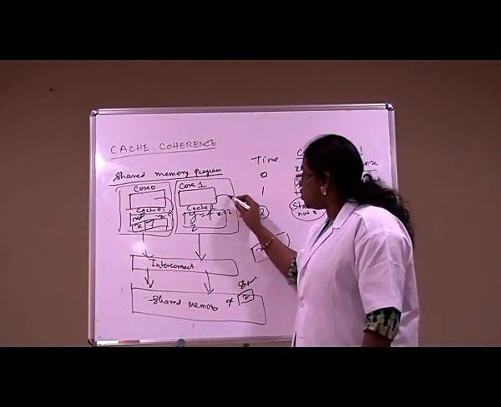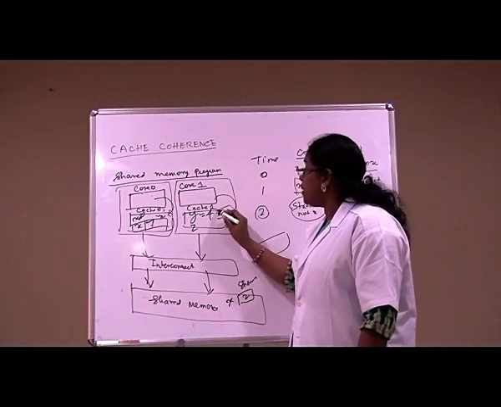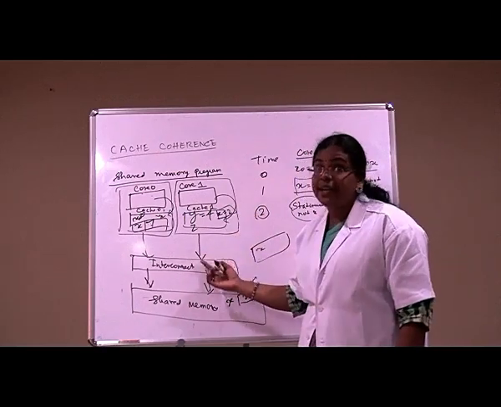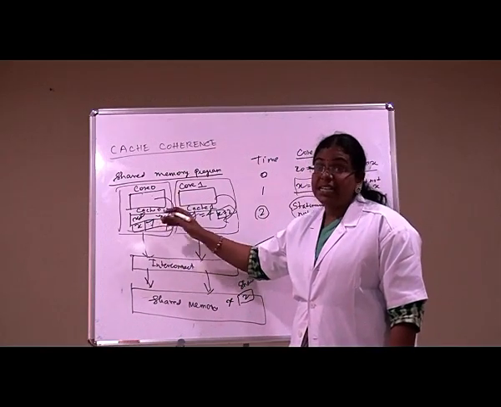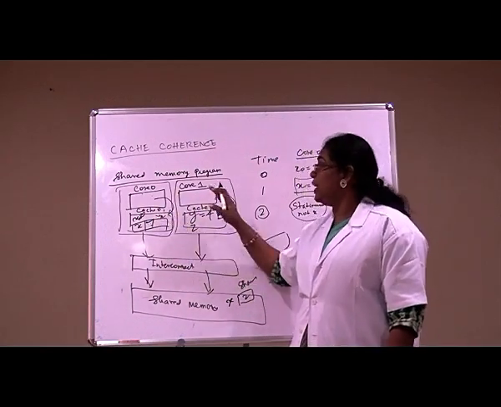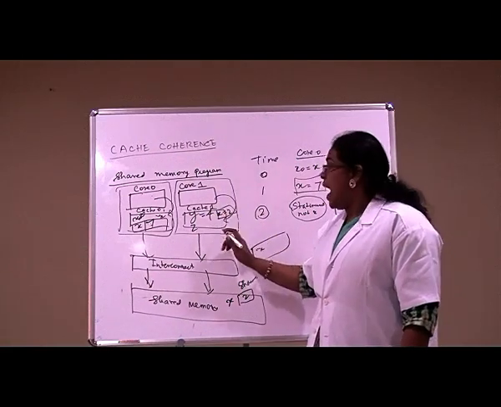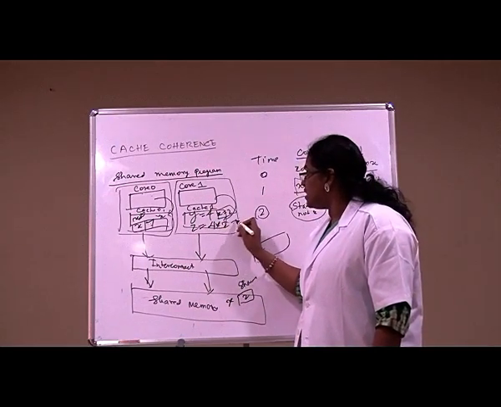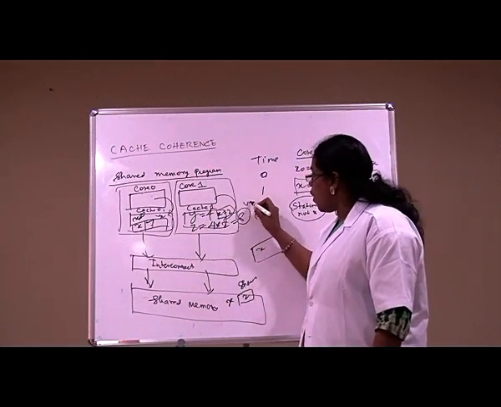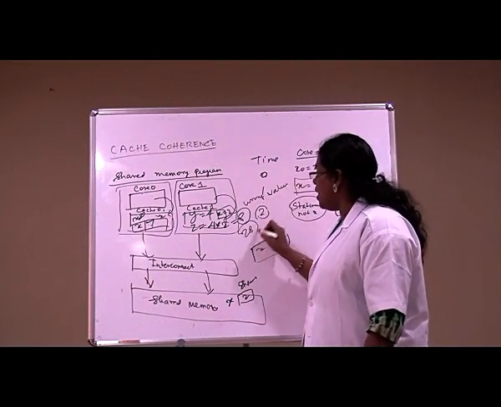So what happened? I need the X value to find the Z value. So I will search in my cache. The X is actually available, that is 2. But I have already updated the value of X in core 0's cache, and that is not known to core 1's cache. So it will use the old value and calculate Z as 4 into 2, that is 8, which is a wrong value. Either it should be 28.